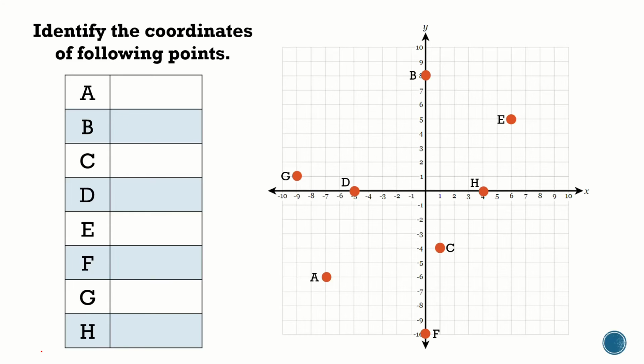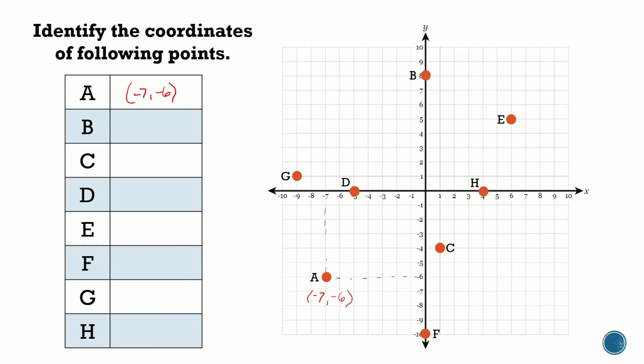All right. Next, let's go to identifying the coordinates of the following points. So let's have point A. Point A is right here. Here you just need to look at the x first. What is that? That's -7, right? And then the y, -6. So both are negative. So this is (-7, -6).